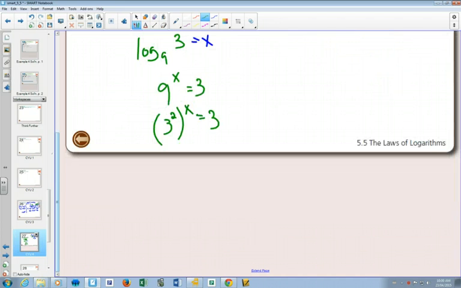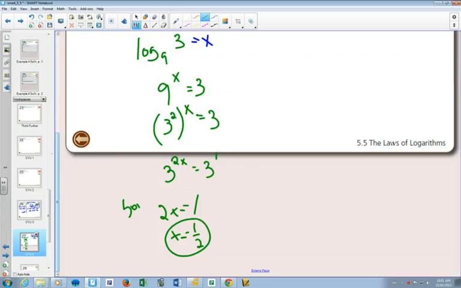So for this one, now that I've changed to 3 squared, that means I have 3 to the 2x equals 3, and 3 is the same as 3 to the 1. And now that we have the same bases, you know that 2x has to equal 1. And this is where we're actually taking log base 3 of both sides, but we don't write that down, and just have 2x equals 1, so x is equal to 1/2.